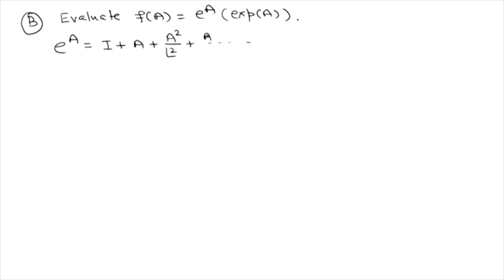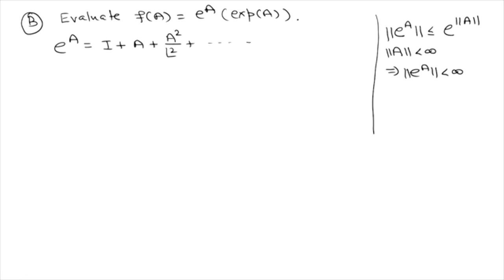So I can write this function e raised to power A in terms of this infinite series, if the series is convergent. There is a question about the convergence of this series. If I talk about convergence, I can write the norm of e raised to power A as at most e raised to power norm of A. And since A is a matrix of order n by n, the norm of A will be finite. This gives me that e raised to power norm of A is less than infinity, and hence the series is convergent, in fact uniformly convergent.